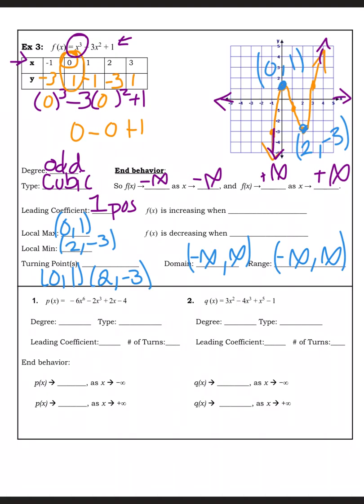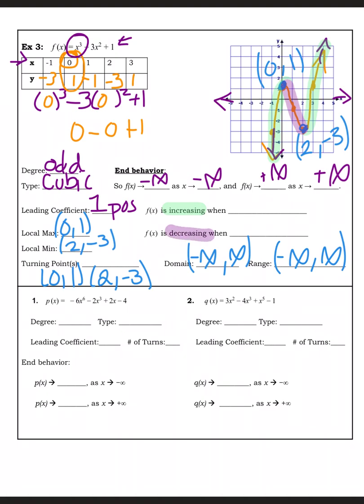But before we finish this problem, we need to talk about where this graph is increasing and decreasing. So let's begin that discussion. Increasing is going up. So whenever I'm tracing it with my pencil, it is going up, then it starts to go down, and then at 2, negative 3, it goes back up. So the parts that are highlighted in green are increasing, whereas the parts highlighted in purple are going down. Those are decreasing.